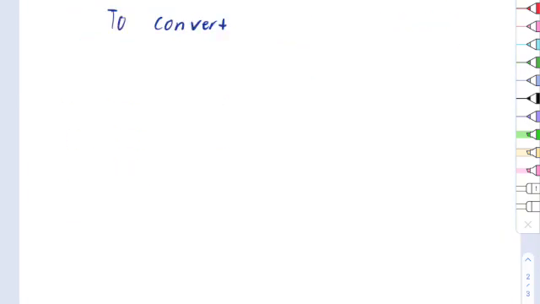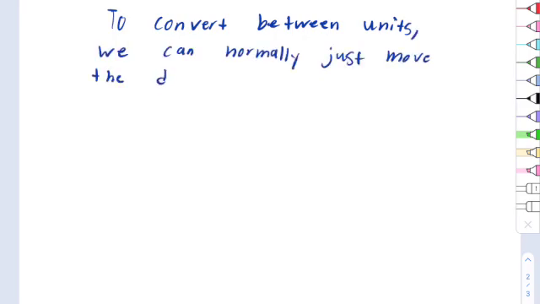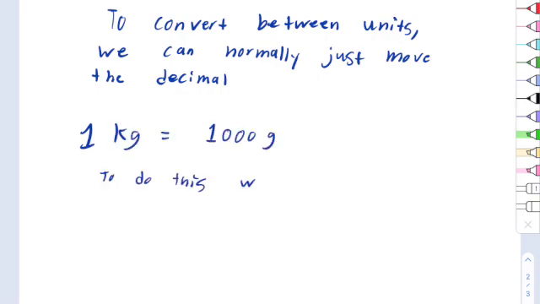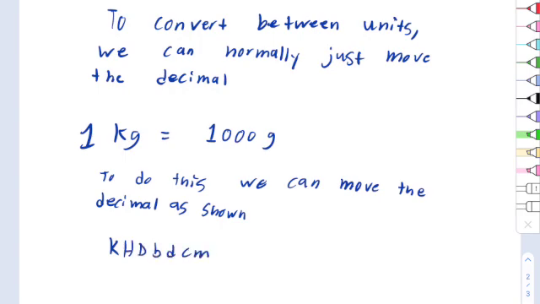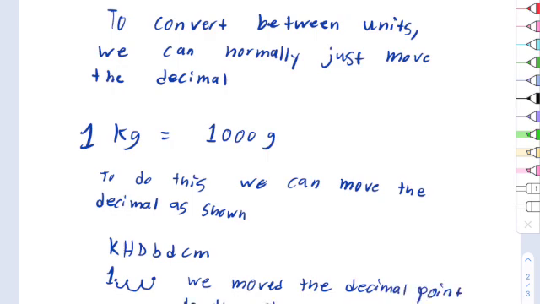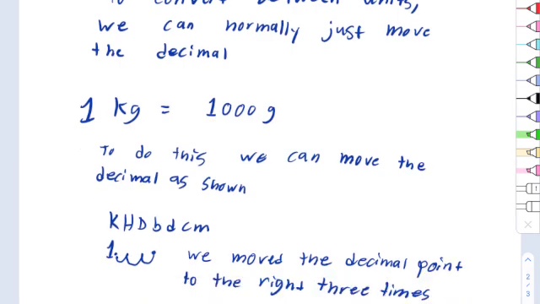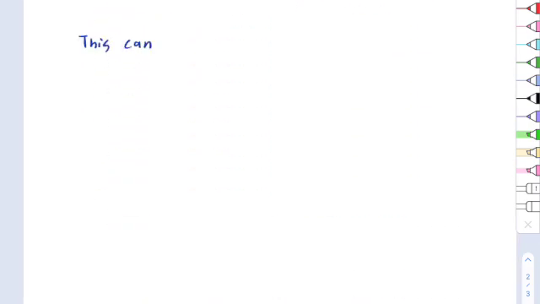To convert between units, we can normally just move the decimal. Let's see what this means. As I said, 1 kilogram would equal 1,000 grams. And to do this, we can simply move the decimal as shown. We start with 1 kilogram and we write down the K, H, D, B, D, C, M in order. We want to move from K to B. To do this, we have to move 3 times to the left. So what we can do is move the decimal point to the right 3 times, which will give you 1 kilogram to 1,000 grams.